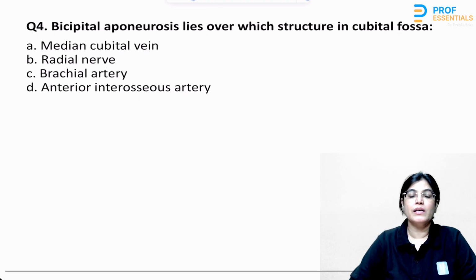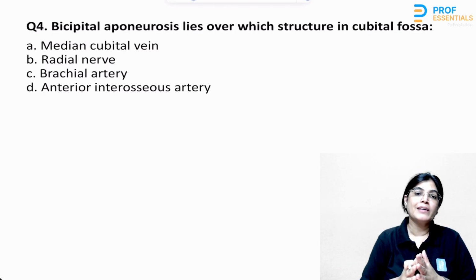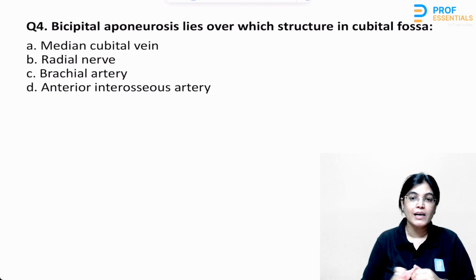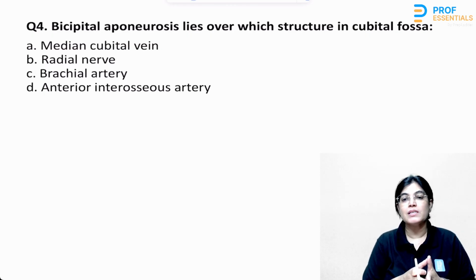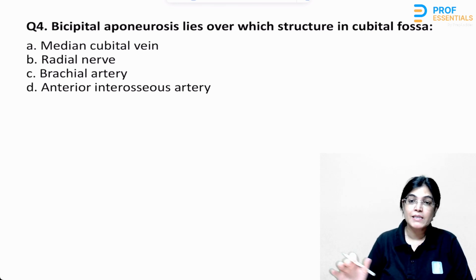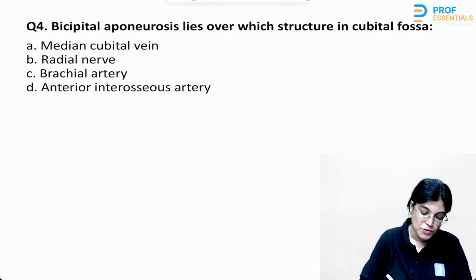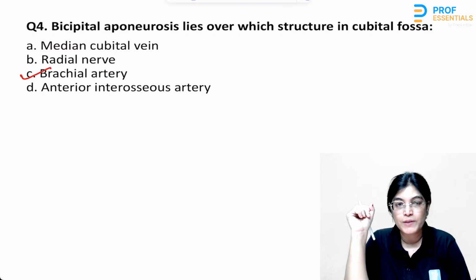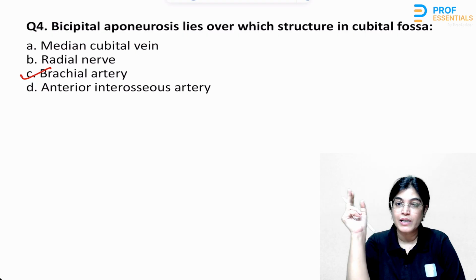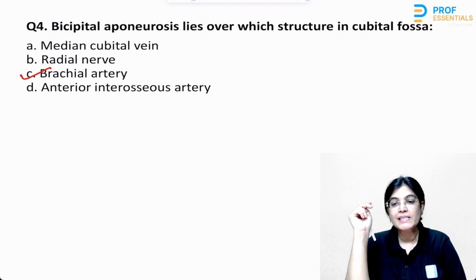Bicipital aponeurosis lies over which of the following structures in the cubital fossa? We have finished the topic of cubital fossa. We have seen the boundaries, appreciated the contents, and seen the roof structures and the structures lying inside. The bicipital aponeurosis is the medial and deeper aspect, the aponeurosis from the biceps brachii muscle going towards the ulna, overlapping and covering the brachial artery and median nerve. Median nerve is not in the options, so the right answer is the brachial artery. So bicipital aponeurosis covers two structures, the brachial artery and the median nerve. The right answer in this case will be C.